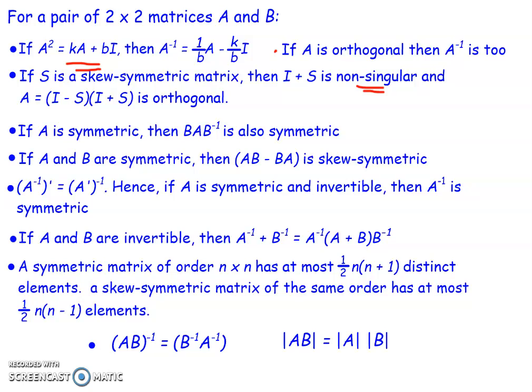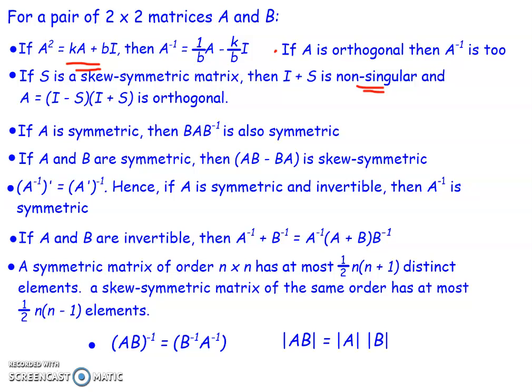Now again, let's go back to our two generic matrices A and B. If A and B are both invertible, then the inverse of A plus the inverse of B is the equivalent of the inverse of A times the matrix given by A plus B, then multiplied by the inverse of B. So again, another little formula for you to work with.